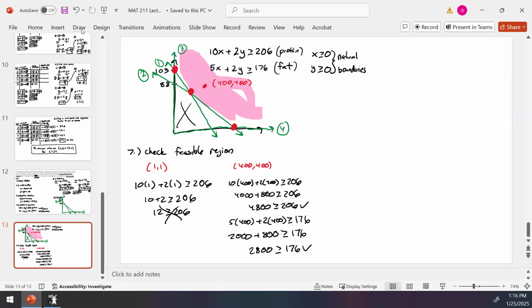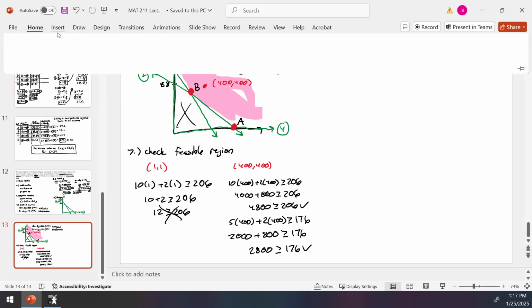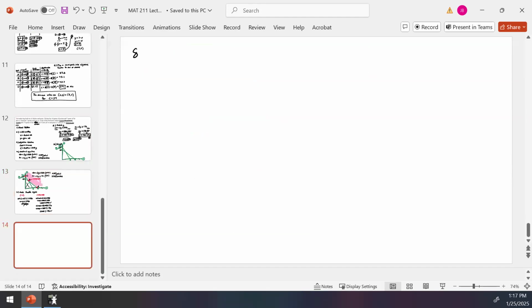And the next thing we're going to do is make our table. So let's label these. And I label these as A, B, and C. And then step 8, which let's do on a new slide, is we're going to make a table like that. And thankfully, we only have 3 points, not 4 points. So A, B, and C.